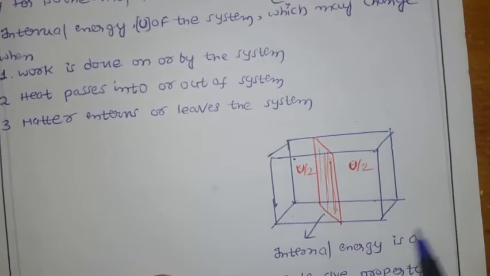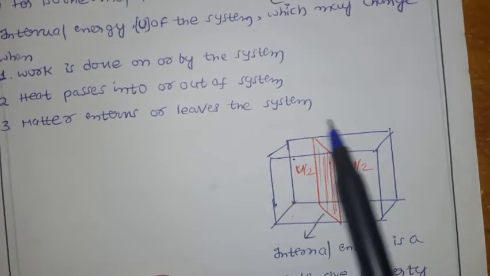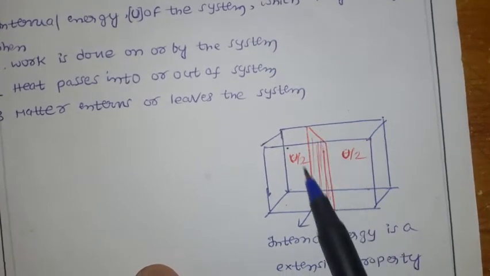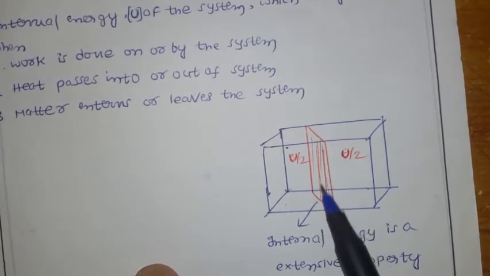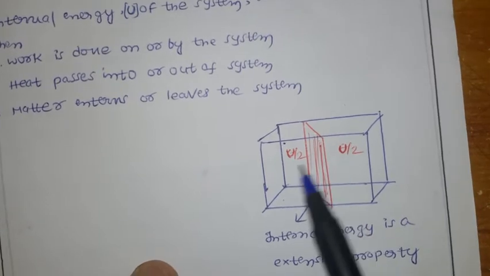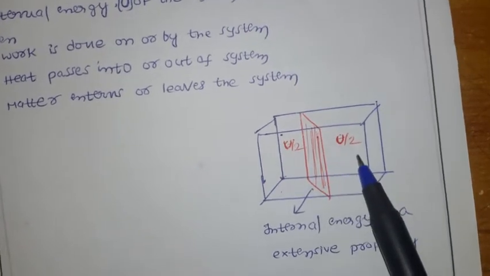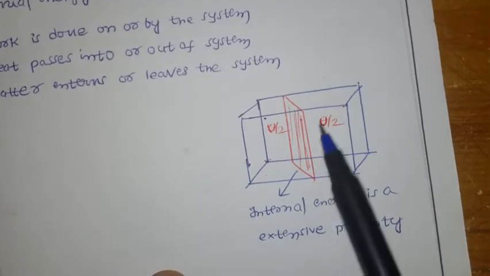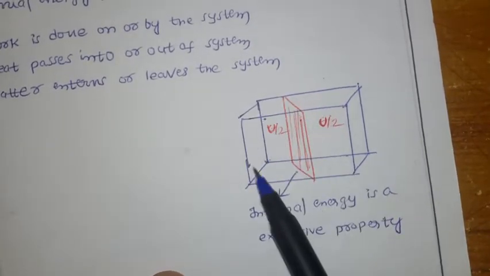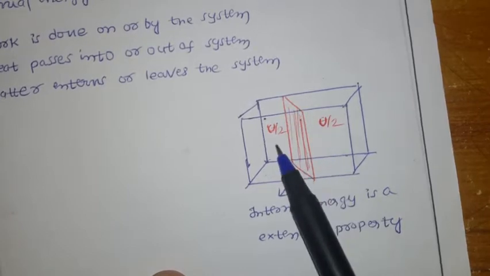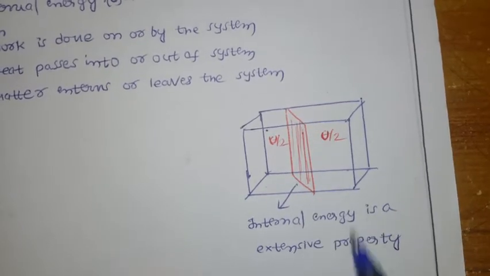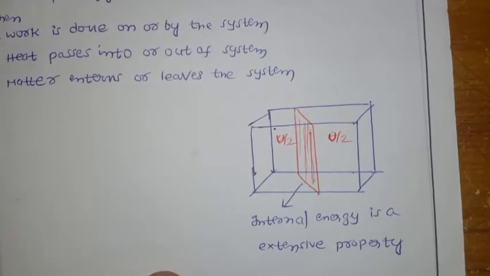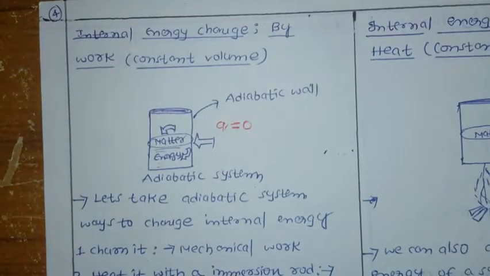Here I am taking one system. System means under my observation; this total part is under my observation. If I make this into two systems by making a partition, the internal energy becomes half. It indicates that internal energy is an extensive property, meaning it depends on mass. Here the mass becomes half, so the internal energy also becomes half. So internal energy is an extensive property.